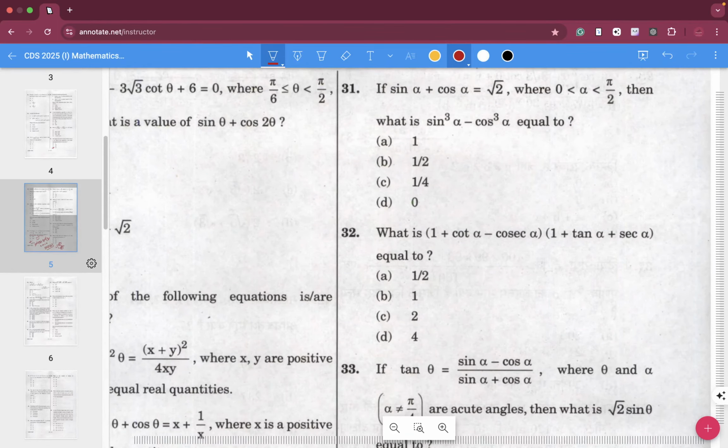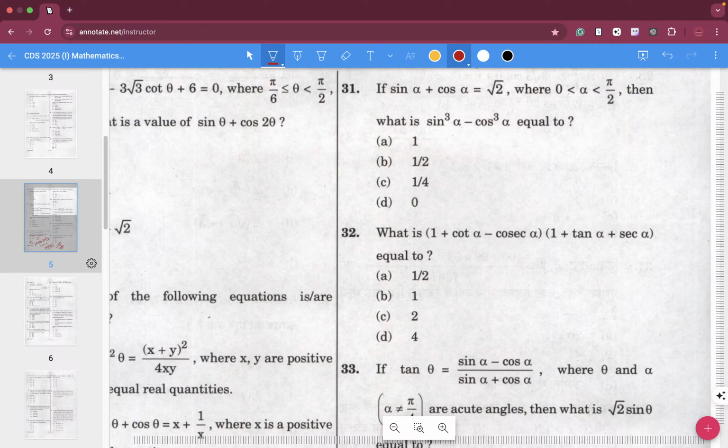How about question number 31? This is an easy one. Question number 31, folks. How about question number 31, folks? What do you think? Question number 31 over here.